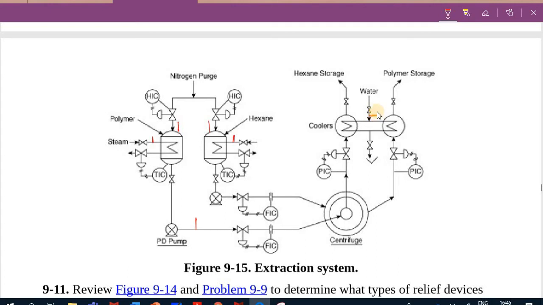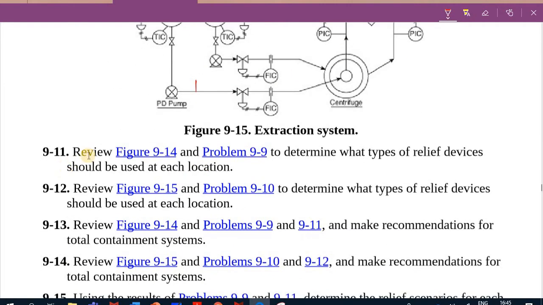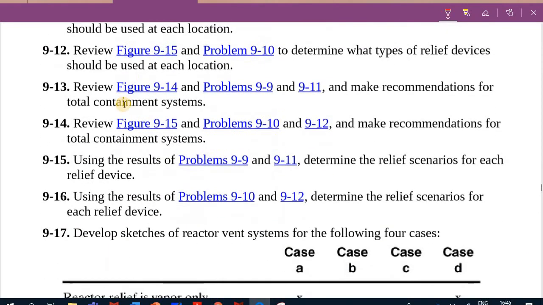Okay, so these are the questions that we cover for 9.11 and 9.12. And now the question is asking us, again, we go back and say, what are the recommendations for the total containment systems? And we already talked about total containment systems. And we said that if you want to contain that system, we use a scrubber to collect, or just an absorber, something like that, after the knockout drum.